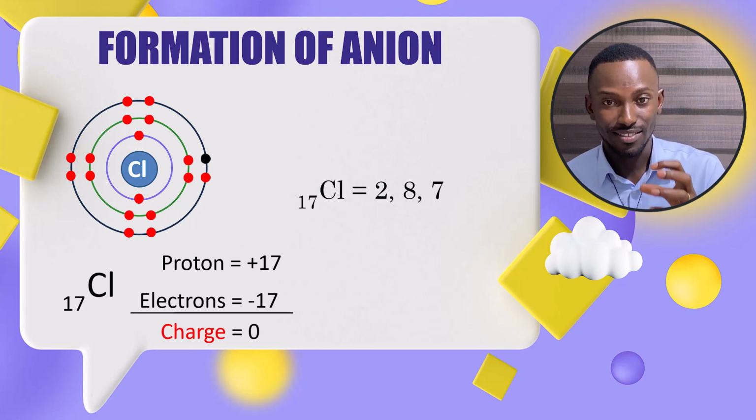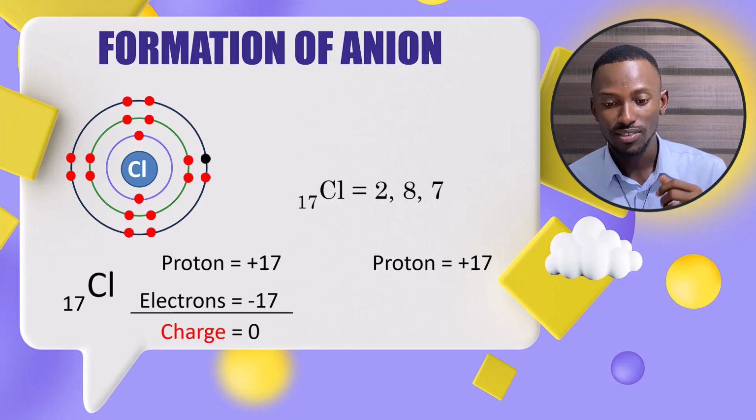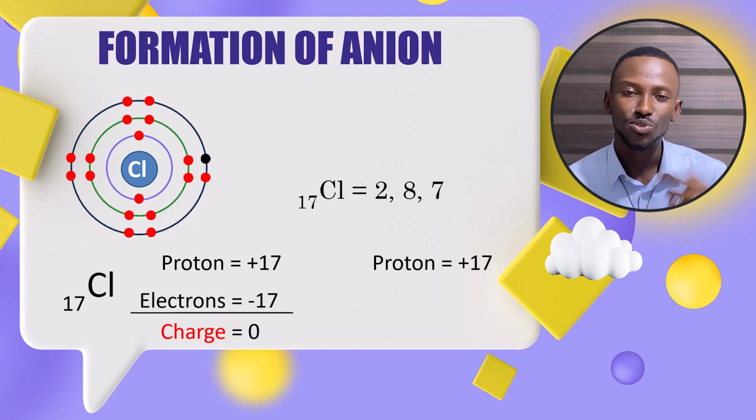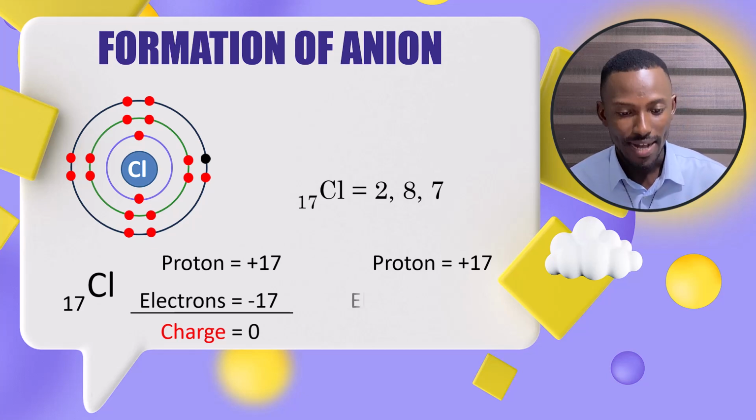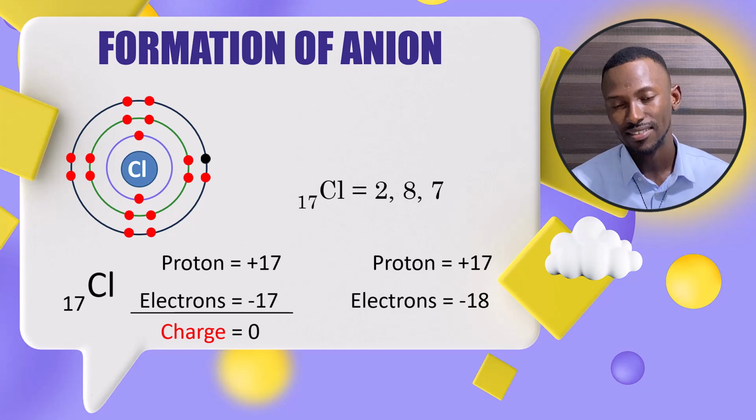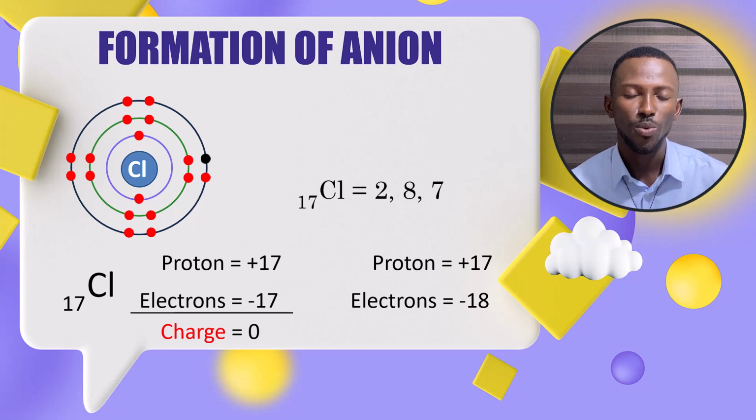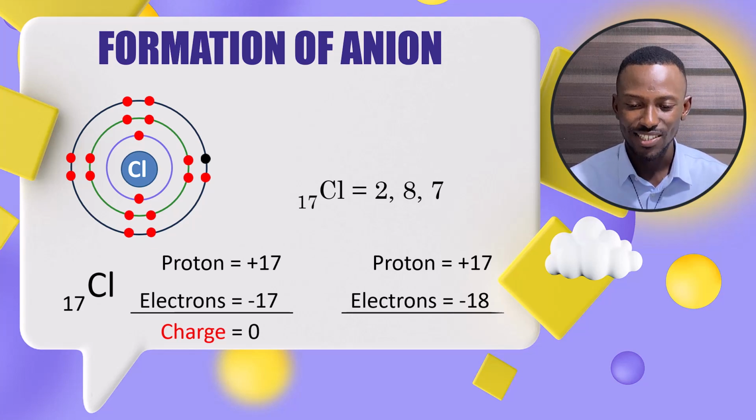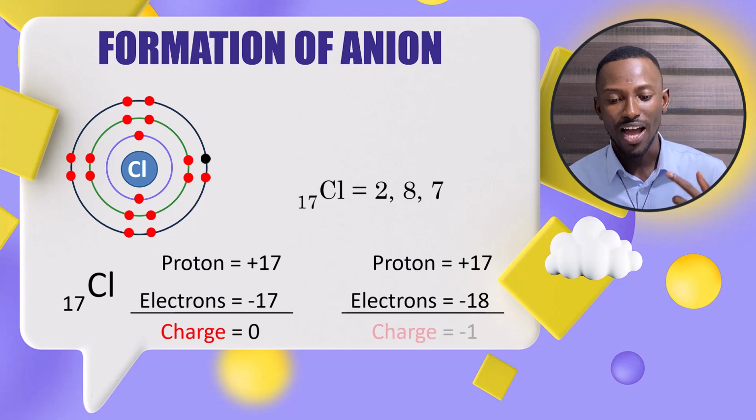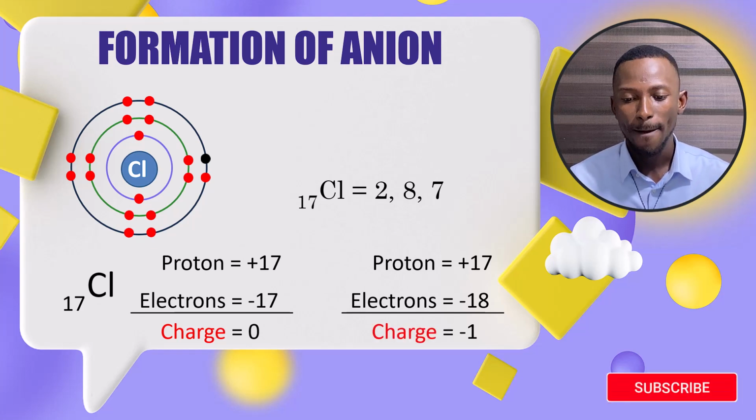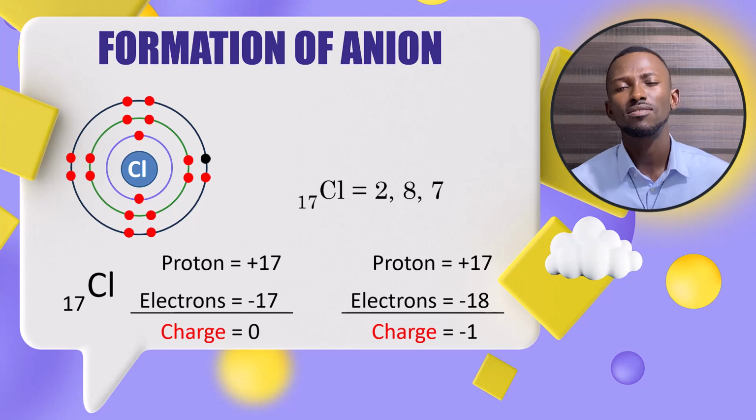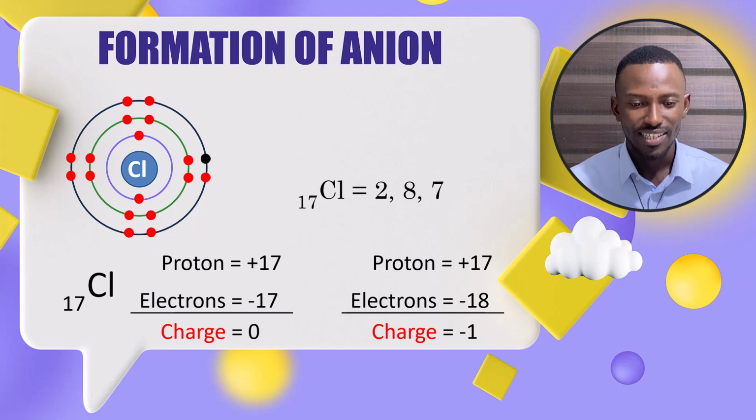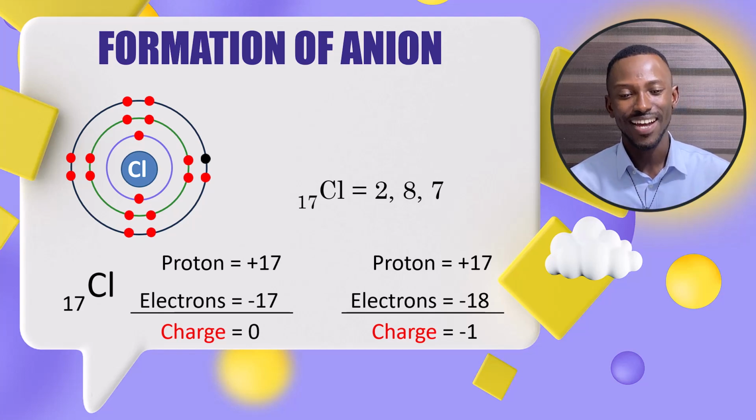So after it has gained that electron, the number of protons has actually not changed. The protons will still be 17, but the electrons will now move from 17 to 18. So we now have plus 17 protons and minus 18 electrons. So the net charge of this atom will now be negative 1. Why? Because plus 17 minus 18 gives us negative 1, meaning there are more negatives than positives in this atom. The black dot represents the borrowed electron. Let me put it that way.